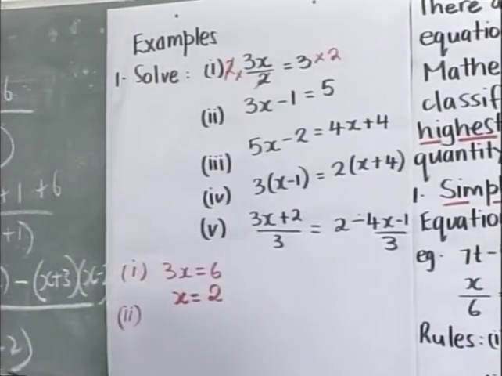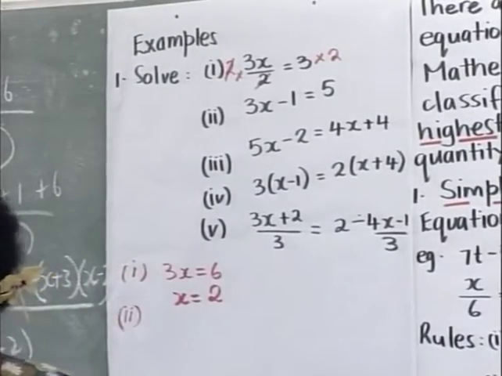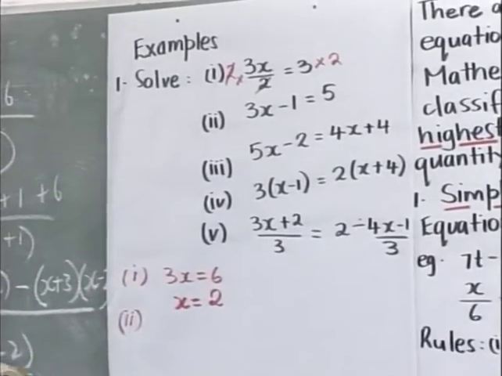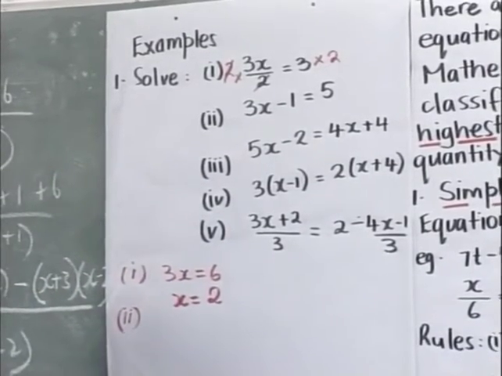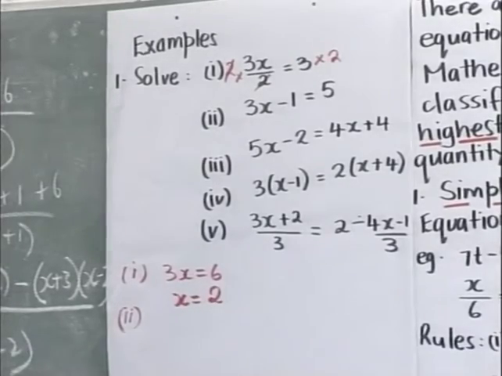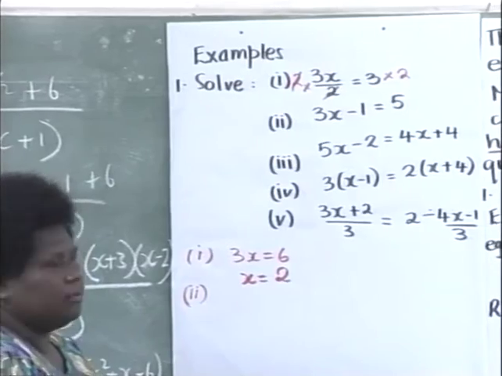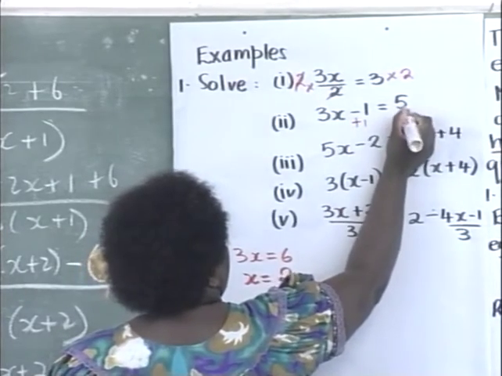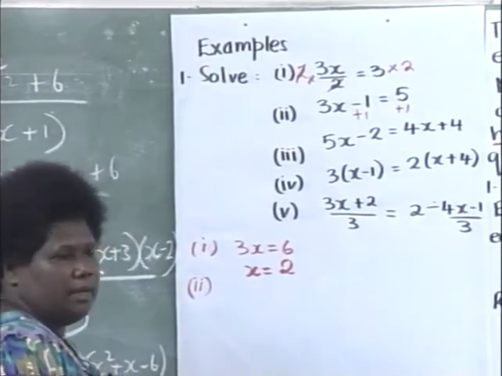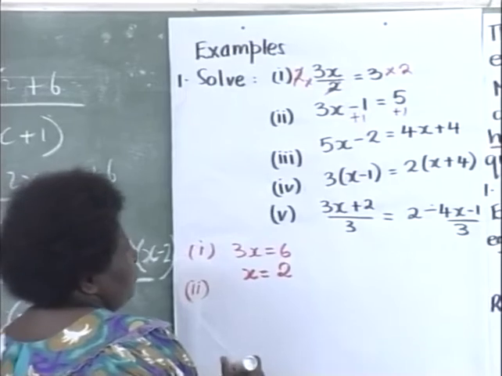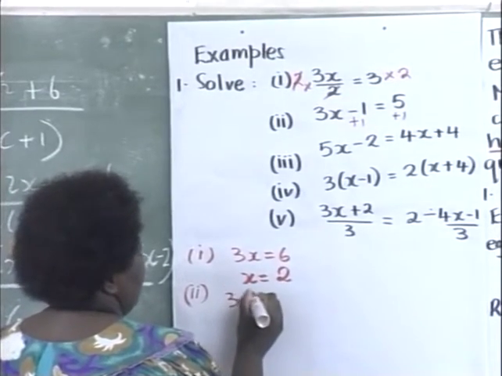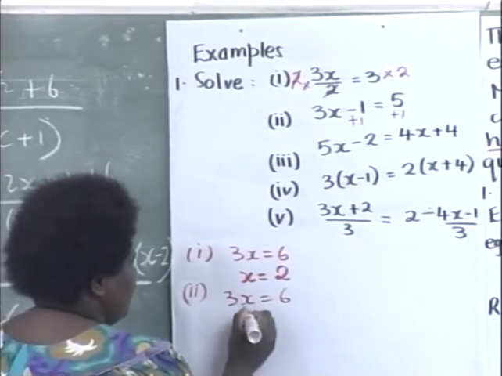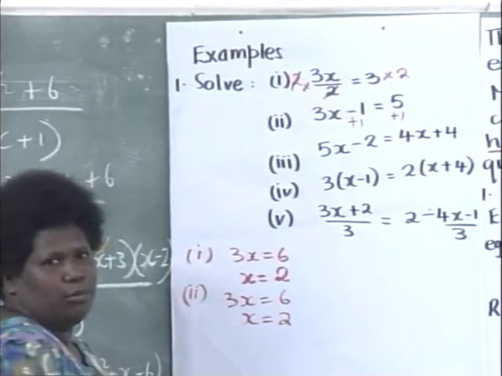Okay, 3x minus 1 equals 5. What is the first thing I'm supposed to do? Rita? I want to solve for x. Add 1 on both sides. Okay, add 1 on both sides. So add 1 here and add 1 here. Minus 1 plus 1 is 0. 5 plus 1 is 6. I have 3x is equal to 6. This was unplanned, just happened. Okay, x is equal to 2.